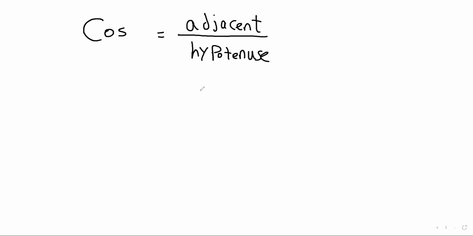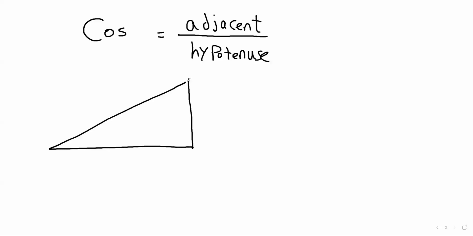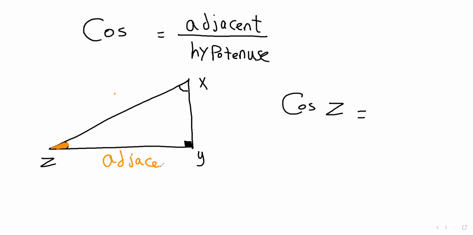So here is the triangle. This is the right angled triangle. This triangle is right at Y, sorry. And here we have the two acute angles X and Z. If I ask about cosine Z, I'm talking now about angle Z here. So determine the angle well. Which side is the adjacent? This side is the adjacent side.